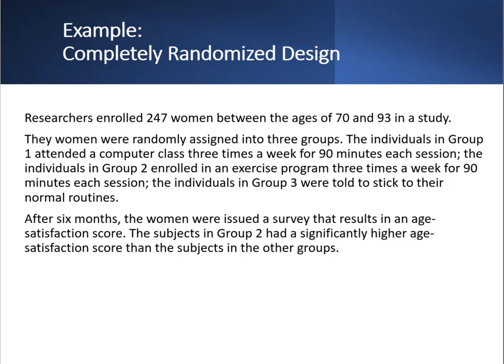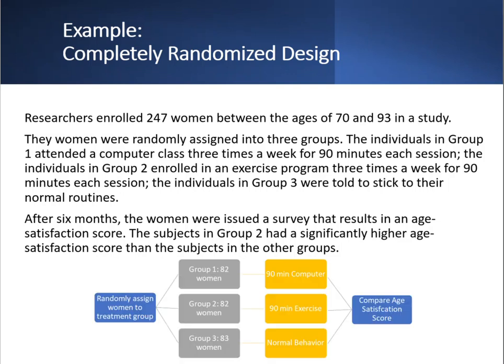When we are looking at this type of design, an illustration that you might come up with might look something like this. So you can see that on the left, we have our people that are enrolled in the research, or we've got the start of the research. We're going to randomly assign the 247 people into the 3 groups. And each of those groups, the treatment part, was the 90 minutes of computer, exercise, or normal behavior. And then at the end of all of this, you just come back in and evaluate your results. So this is what a completely randomized design looks like.